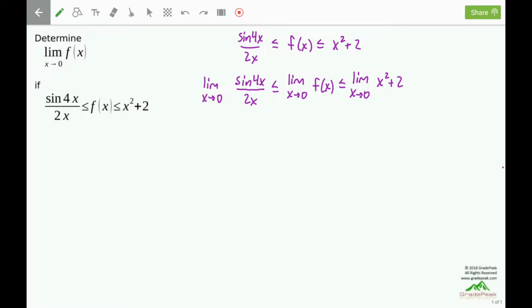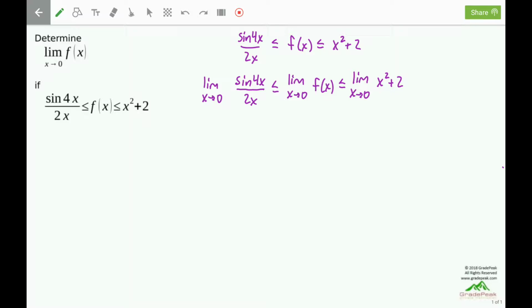Starting with the leftmost limit, as x approaches 0 of the sine of 4x divided by 2x, the first thing to do is plug a 0 in for each of the x's. 4 times 0 is 0, which will give the sine of 0 divided by 2 times 0 is 0. So we have the sine of 0 over 0. And sine of 0 is 0, this will give the 0 over 0 indeterminate form.